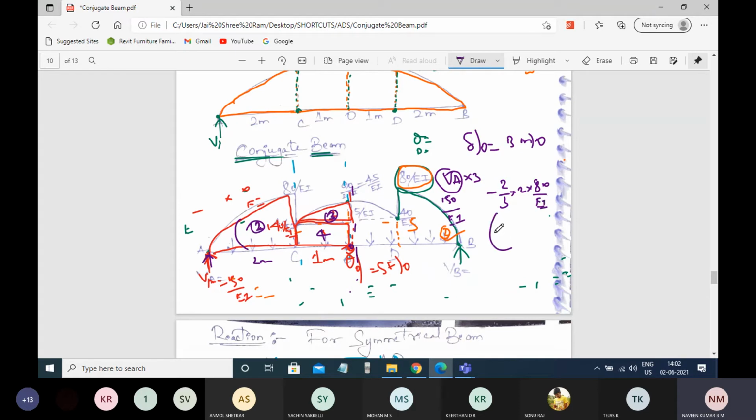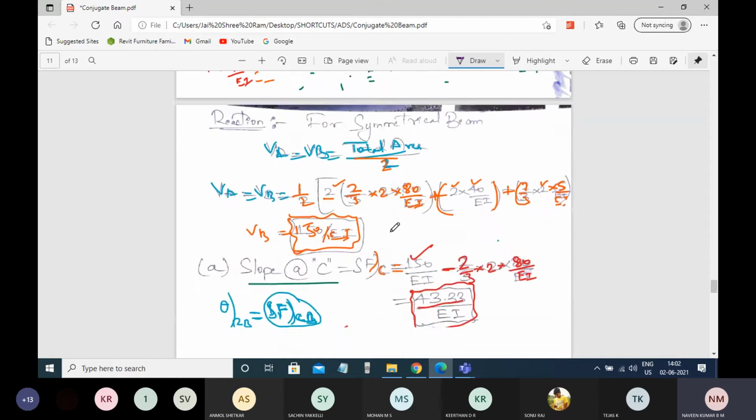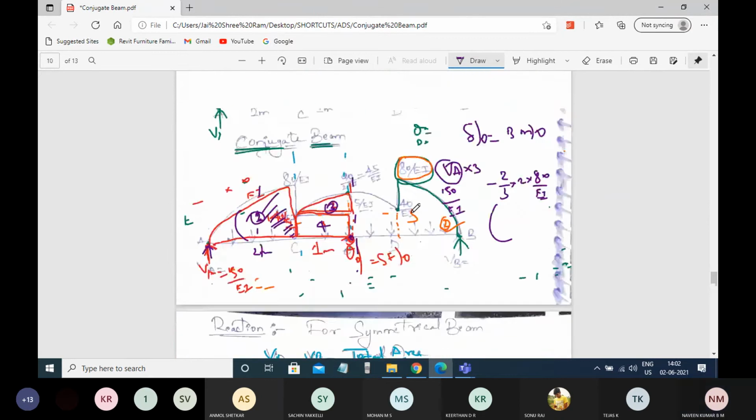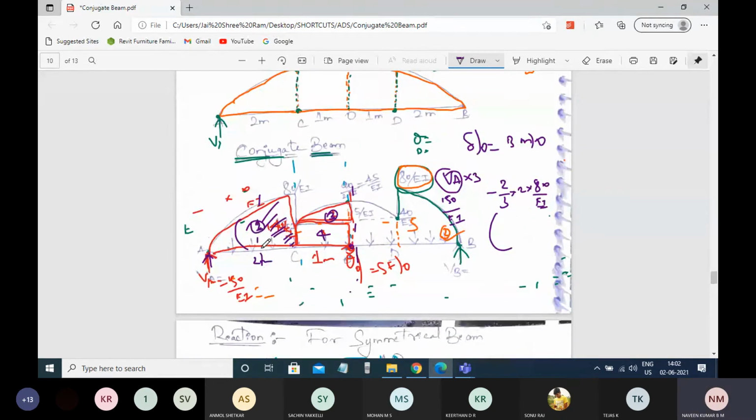So what is the centroid distance? Higher the intensity, lower will be the centroid distance. That is 3 by 8, you can just look at over here. Understood? So higher the intensity, lower will be centroid distance, that is 3 by 8. Lower the intensity, higher will be centroid distance, that is 5 by 8. Please remember this standard center of gravity.